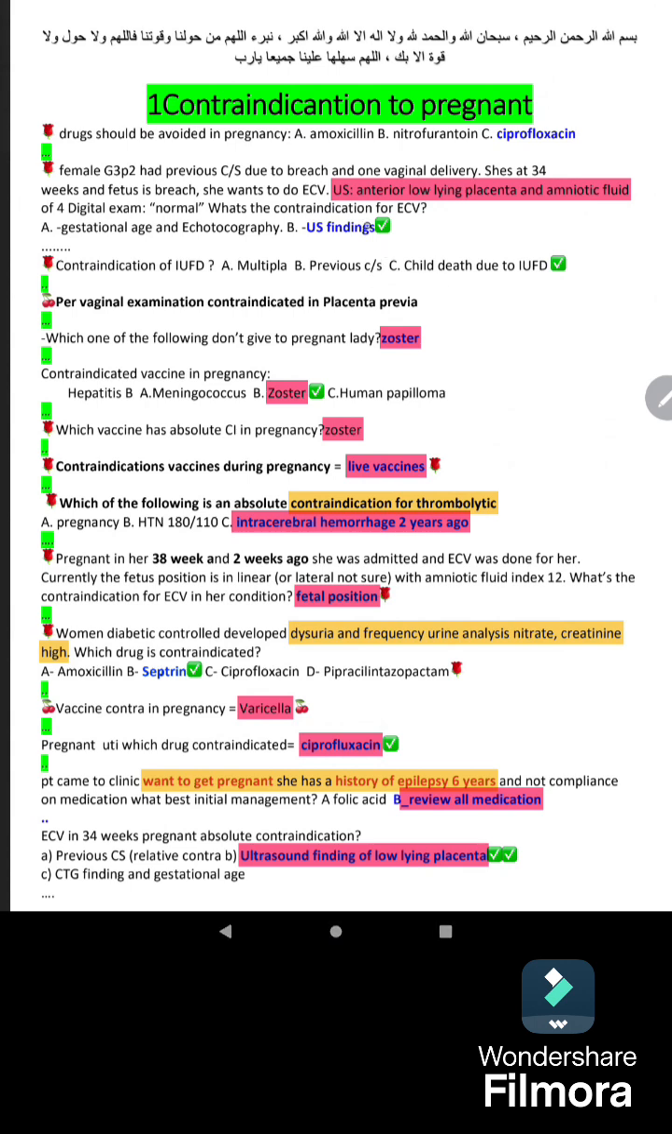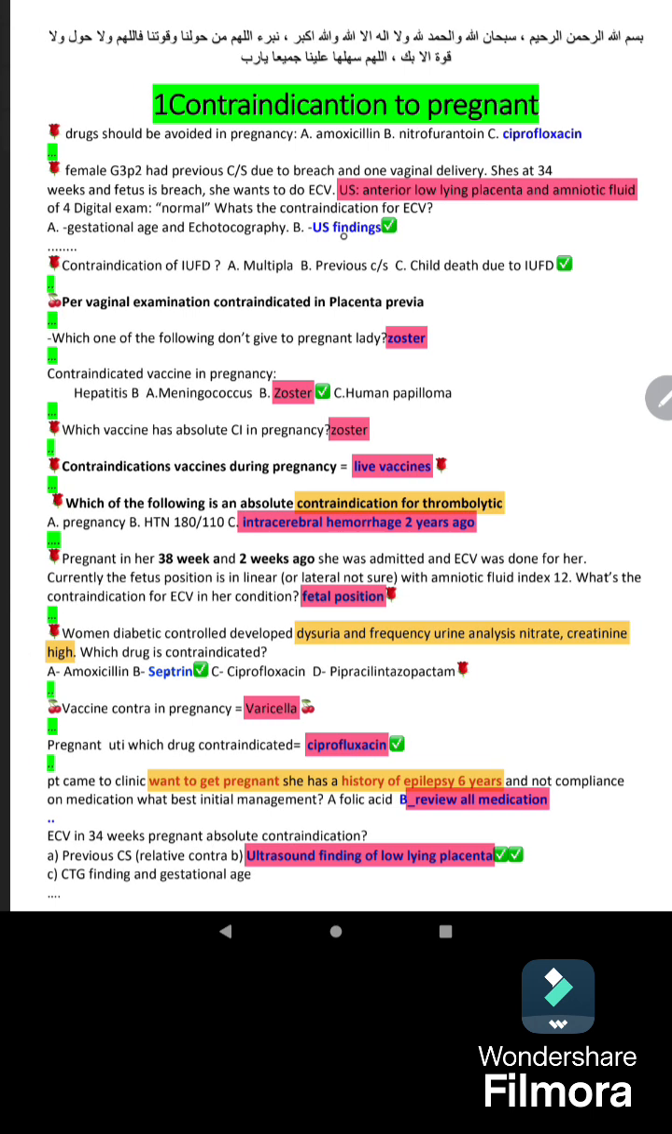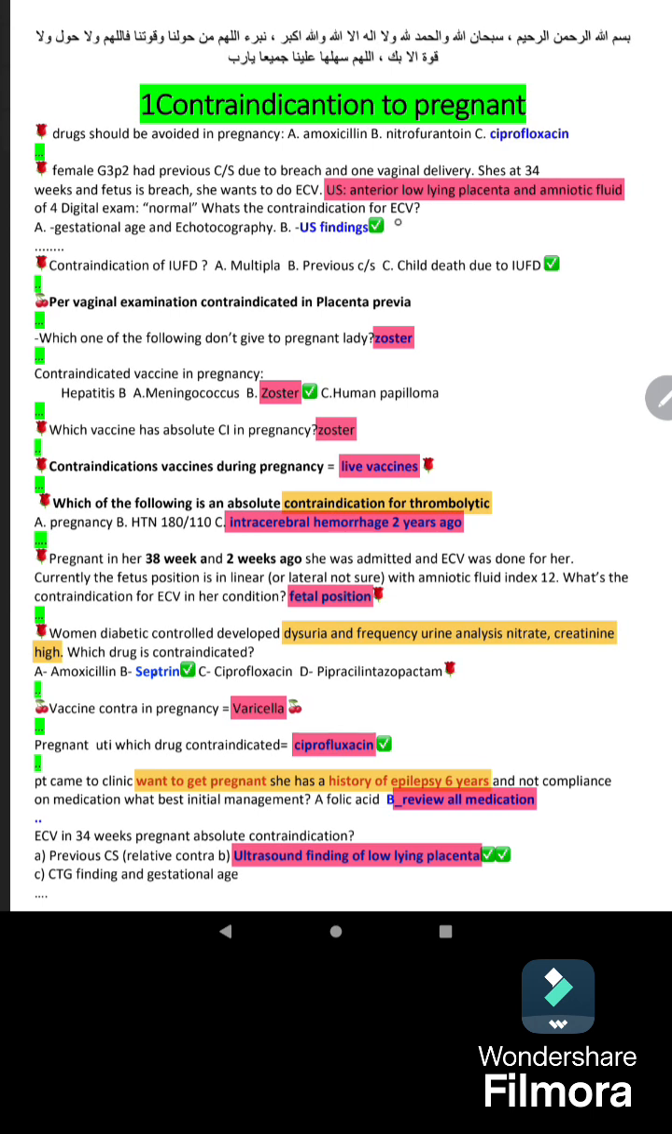I am skipping this question, the contraindication IUFD question. I don't want to confuse you with that question, so I'm skipping it.